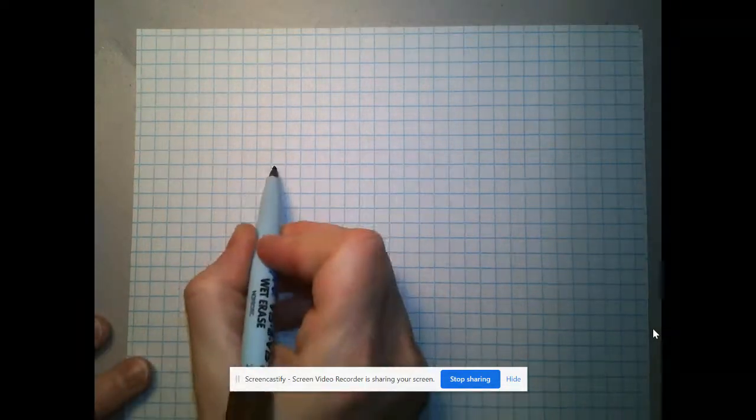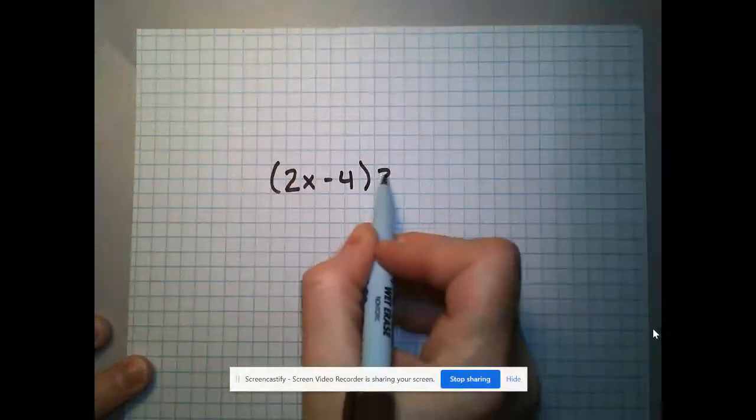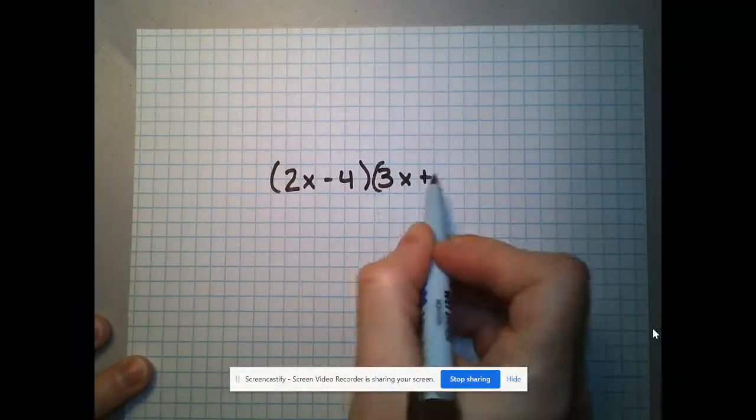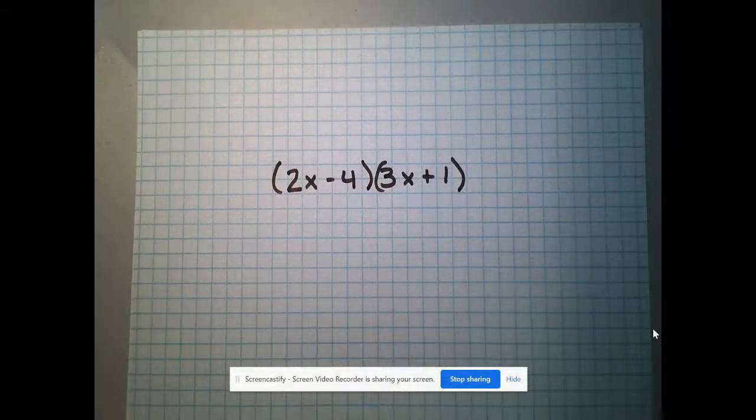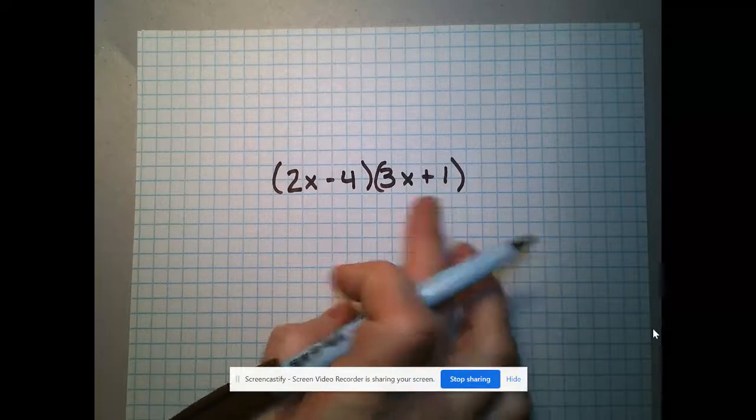Okay, so I was asked to do a short refresher video on the distributive property with binomials. So let's just look at something like 2x minus 4 times 3x plus 1. One of the methods was to say everything in this set of parentheses has to get multiplied by everything in this set of parentheses.